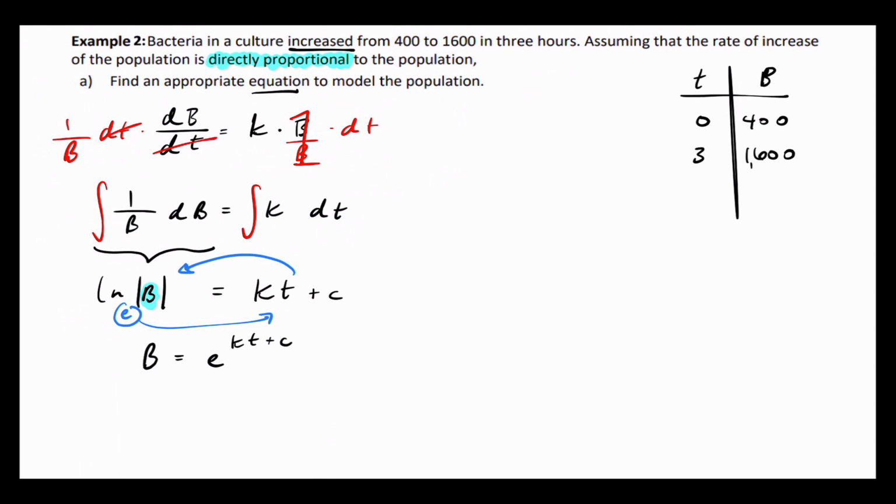Okay, so what I have to do now is 2 things. First thing is I have to solve for C. That's the first thing. And then I have to solve for K. That's the second thing. Okay, how am I going to do that? I have 2 points, don't I? 0, 400, 3, 1,600. So the first thing I'm going to do is solve for C. Everywhere I see a T, I'm going to put in a 0. Everywhere I see a capital B, I'm going to put a 400. That's the first thing I'm going to do.